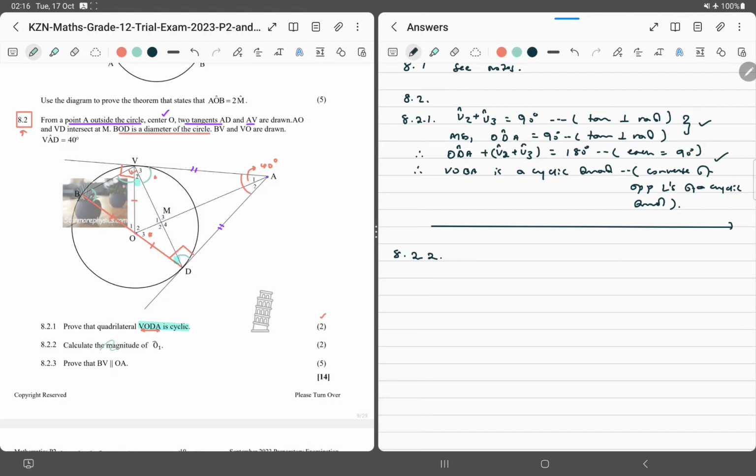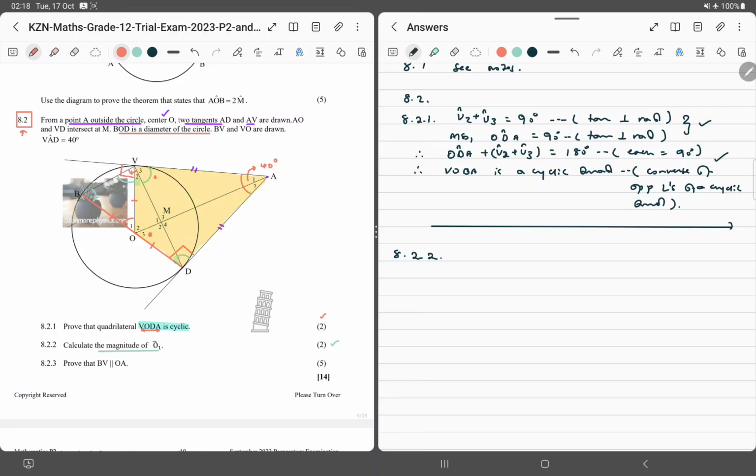8.2.2. It says calculate the magnitude of O1. It's also 2 marks. But anyway, since we have proven that this is a cyclic quad, can you see this is an exterior angle of a cyclic quad? That is an exterior angle of a cyclic quad. So O1 is going to be equal to A1 plus 2, which is 40 degrees. That's an exterior angle of a cyclic quad.